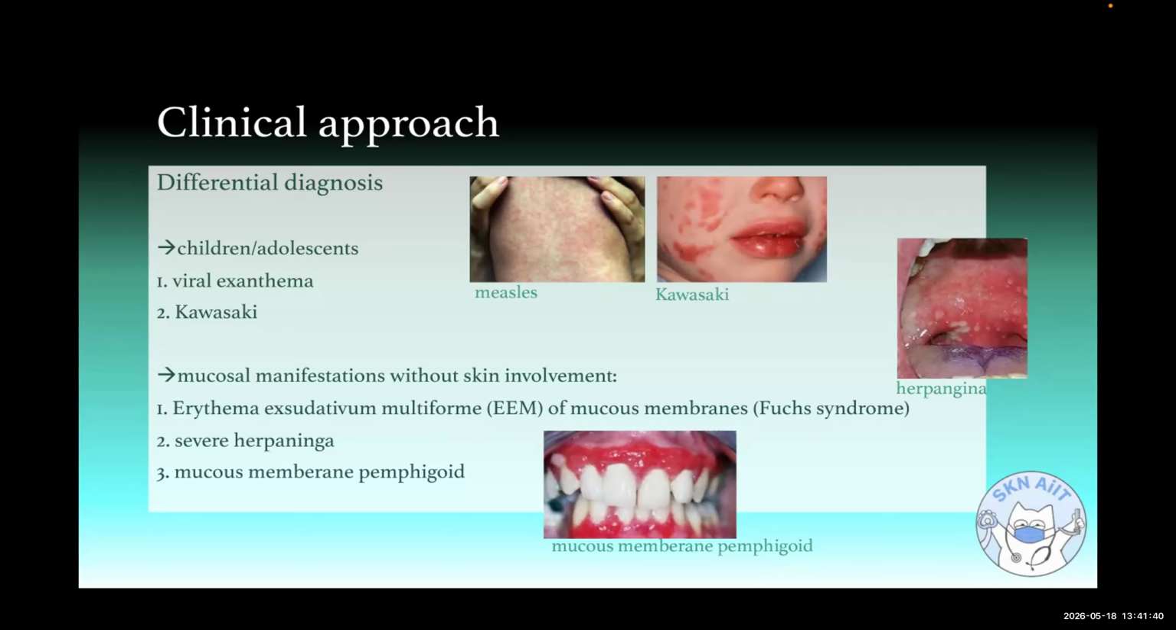Second, there are some diseases that are only shown on mucosal surfaces, such as Fuchs syndrome. It is Lyell without skin involvement. Severe herpangina and mucous membrane pemphigoid are others, and you can see them on the pictures.